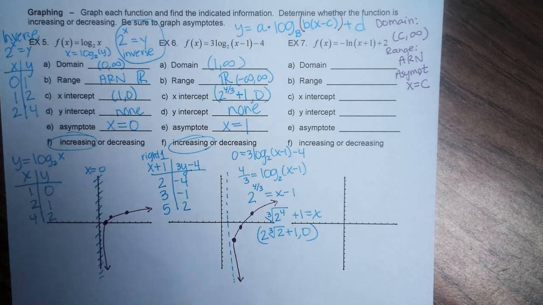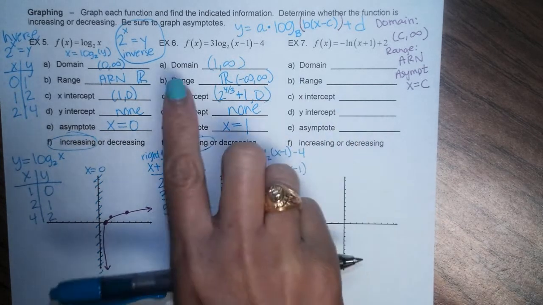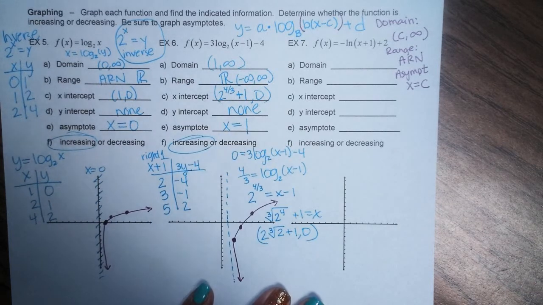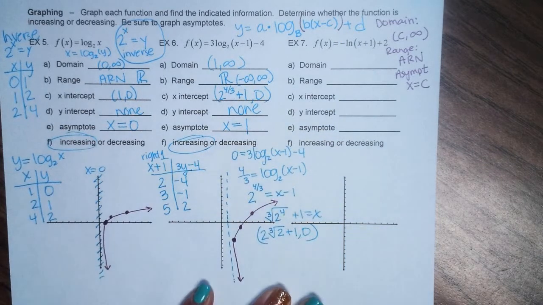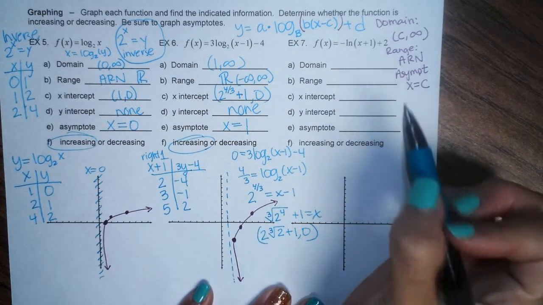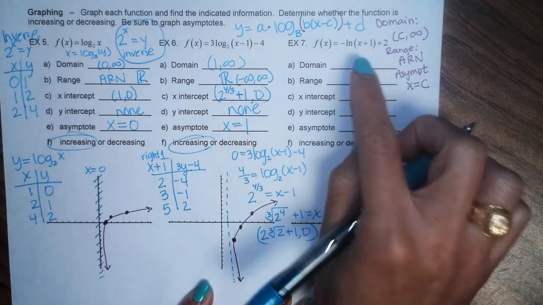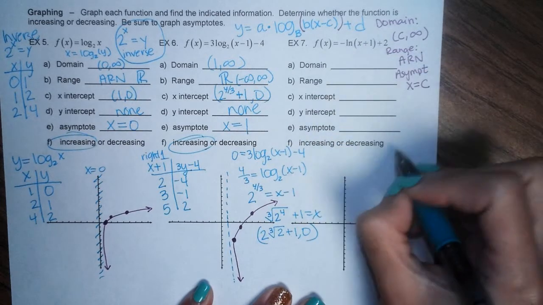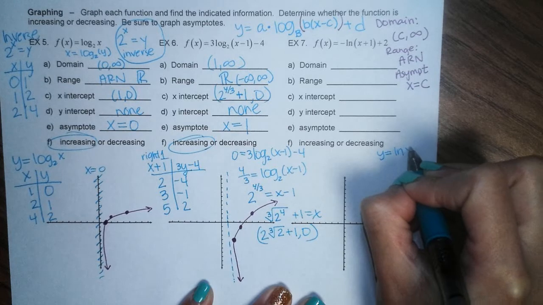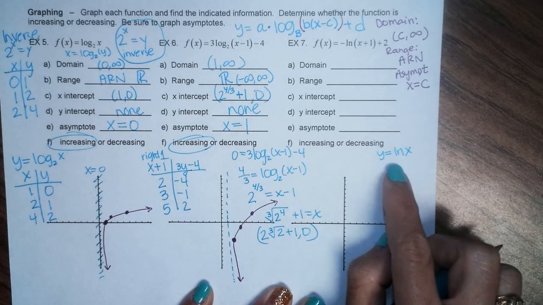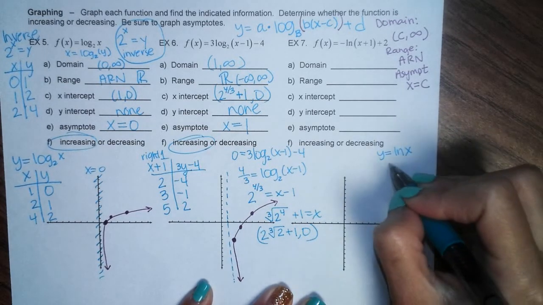So, number 7. Number 7, I would do the same thing I did on number 6. We want to make a table so that we can apply these transformations. But we need a table of the parent function. So the parent function for that would be the natural log of x. So y equals natural log of x. We need to have a table for that.